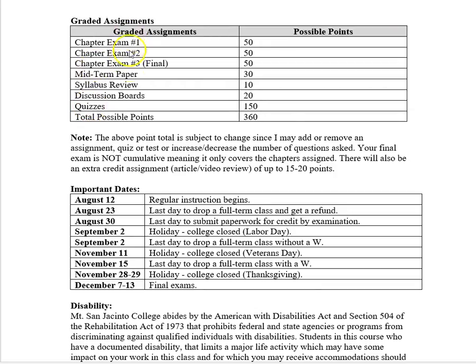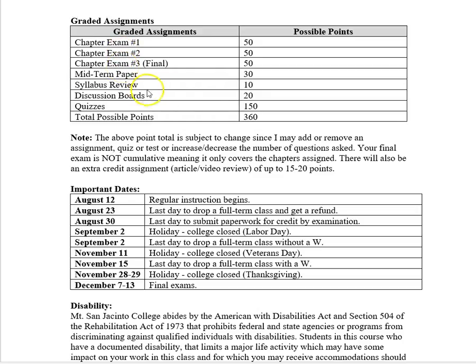We're going to have 3 chapter exams, 50 questions apiece, so 50 points. Your third exam is the final. Your exams are not cumulative. So stuff you see in chapter exam 3, you're not going to see anything from 2 or 1. It's just going to cover the chapters that are relative to this particular exam. Does that make sense? So it'll be like 5 chapters, 5 chapters, 5 chapters.